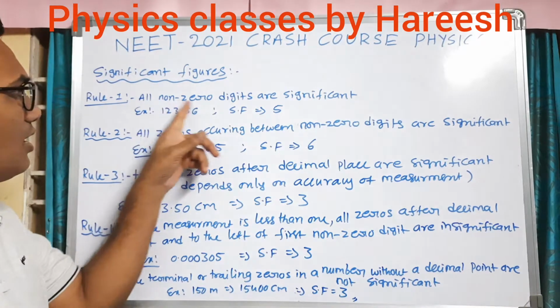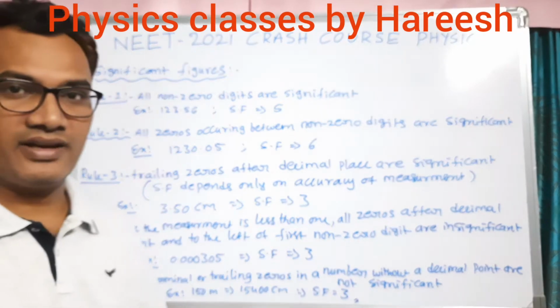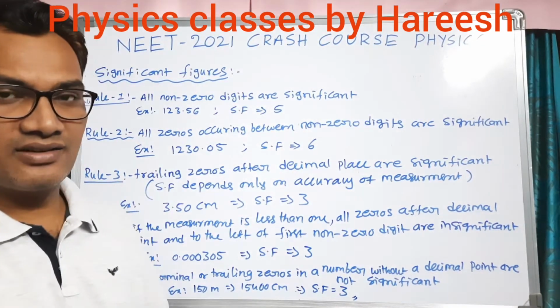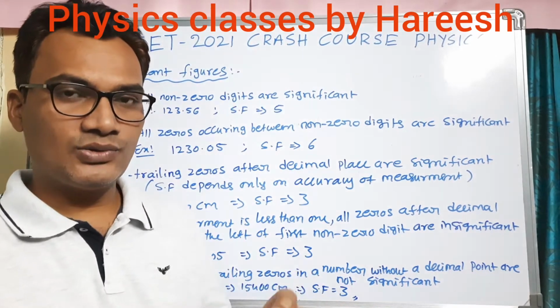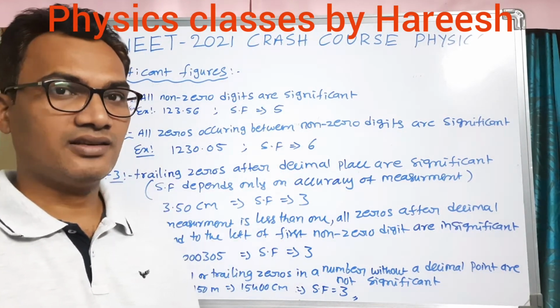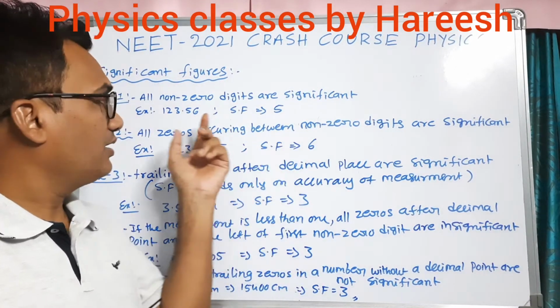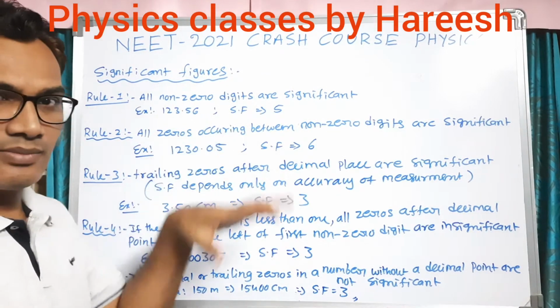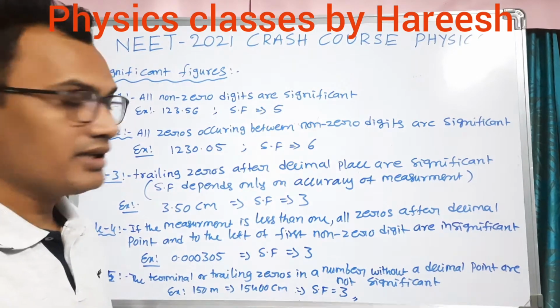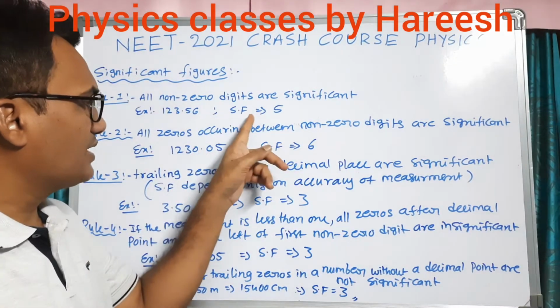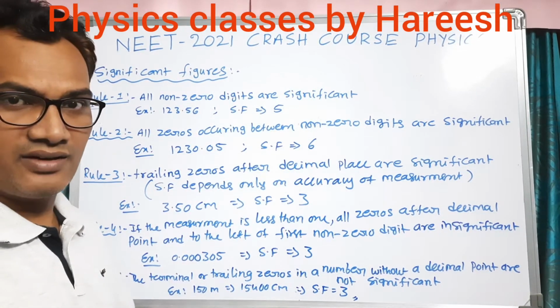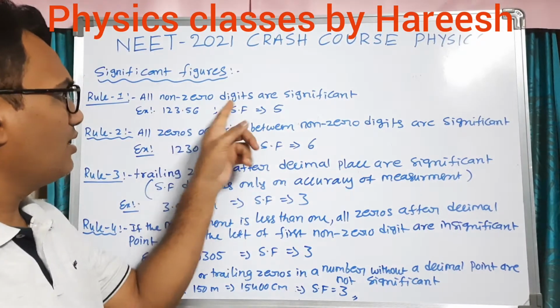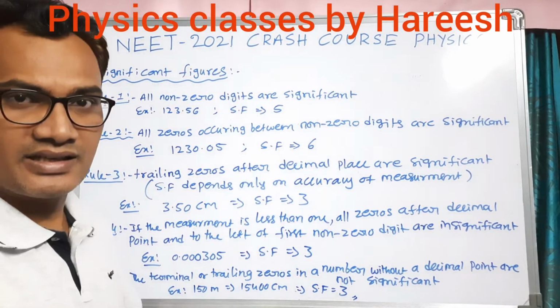Rule number 1: all non-zero digits are significant. All non-zero digits are significant means digits like 1, 2, 3, 4, 5, 6, 7, 8, 9. These all are significant. Here is an example: 123.56 is a measurement of one physical quantity. The significant figures in this measurement are 5, which means all non-zero digits are significant.